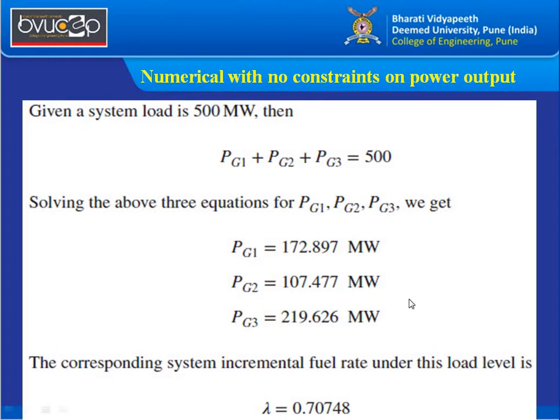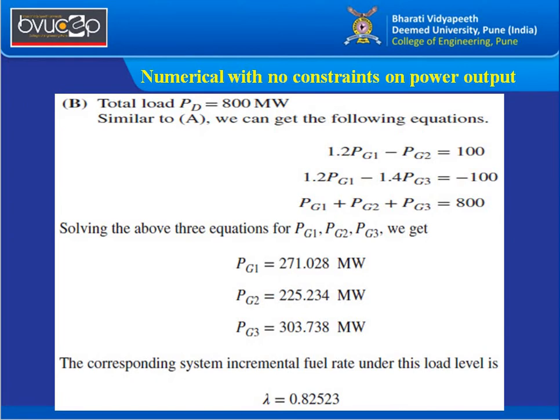So depending on this, we can calculate how much is the fuel rate under the load level when we consider Pg1 172.897 megawatt, Pg2 as 107.477 megawatt, and Pg3 as 219.626 megawatt. Again, when you take the summation of these three generating units, it will contribute towards 500 megawatt. So this was the first case for considering 500 megawatt. Now let us consider the second case, when the load demand is 800 megawatt.